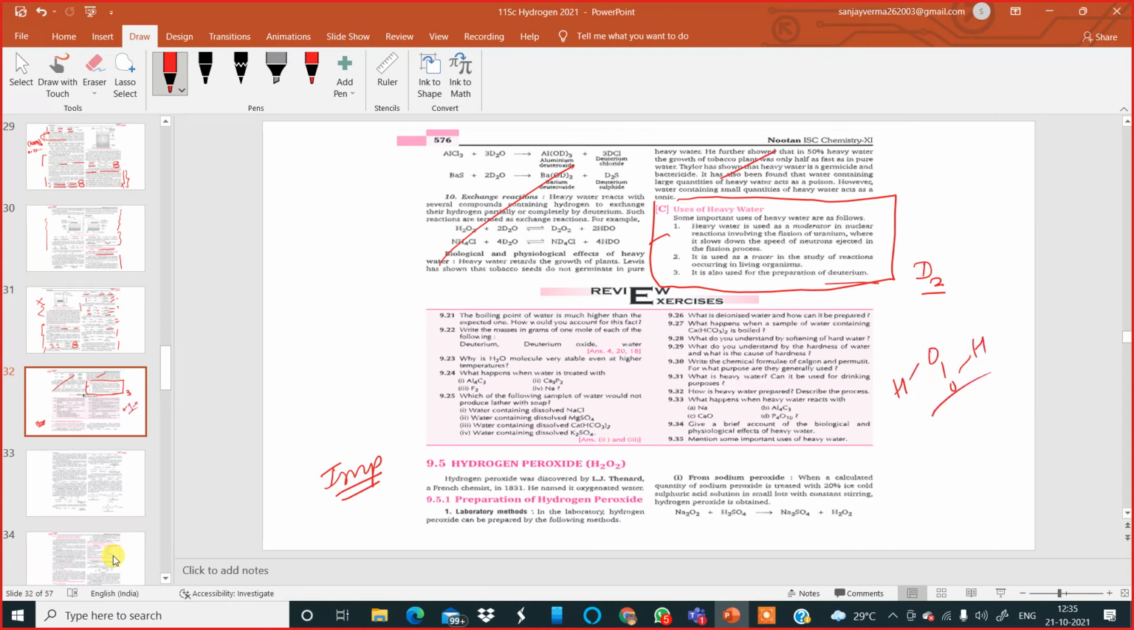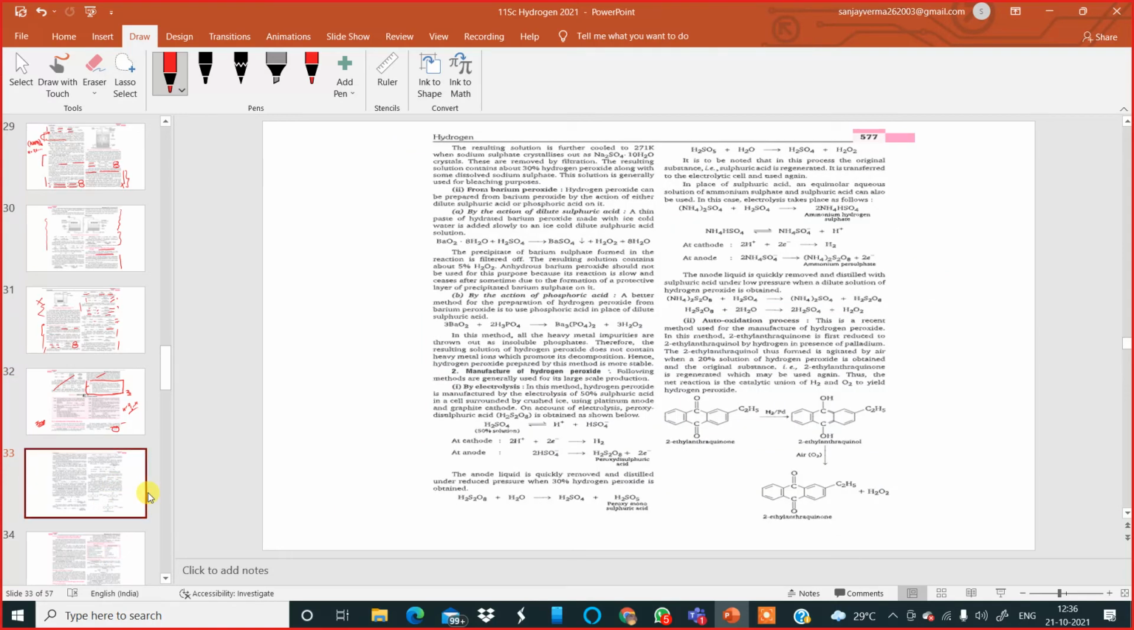Now here in the lab, you can prepare it from sodium peroxide. When a calculated quantity of sodium peroxide is treated with 20% ice cold sulfuric acid solution in small amounts with constant stirring, we get hydrogen peroxide, which is highly unstable. Remember that. Now the resulting solution is further cooled to below 0 degrees Celsius. Sodium sulfate crystallizes out as Glauber's salt, and these crystals are removed by filtration. The resulting solution contains 30% hydrogen peroxide along with some dissolved sodium sulfate. This solution is generally used for bleaching purposes.